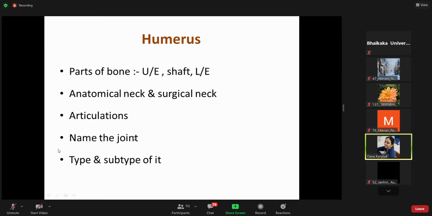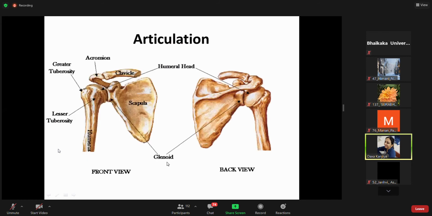Then the articulation and the joints formed by the humerus. Here you can see the articulation of the clavicle, scapula, and the upper end of humerus. See, the lateral end of the clavicle articulates with the acromion process of the scapula and forms the acromioclavicular joint. And the formation of the shoulder joint. Right.